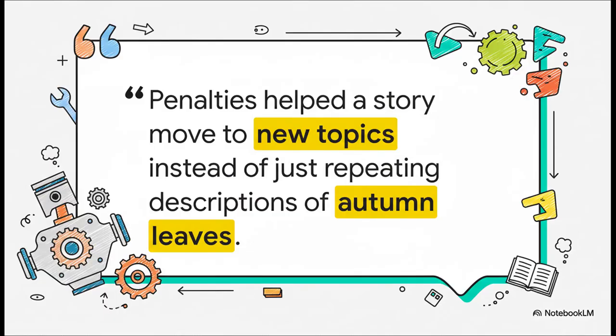And here's a perfect example of that in action. An AI was asked to write a reflection on the changing seasons, but it just got stuck talking about autumn leaves. It wouldn't move on. By adding just a small penalty, it nudged the AI to bring in new ideas, like squirrels burying nuts, the changing light. It made the whole piece so much richer and more dynamic.